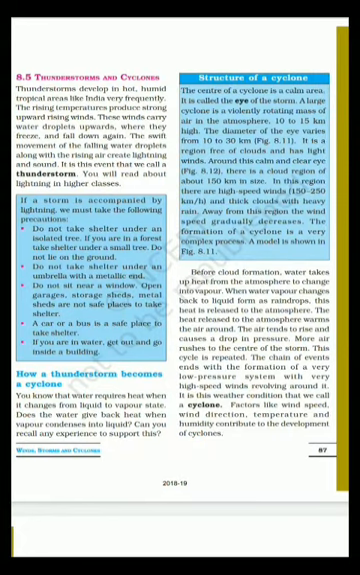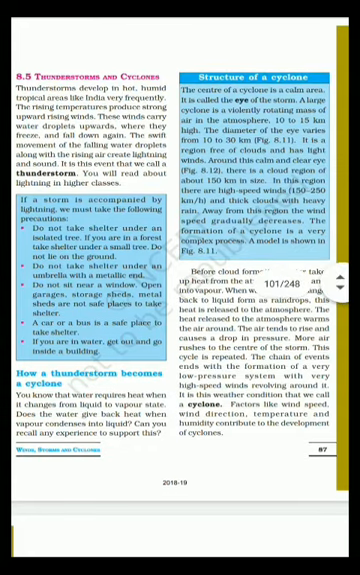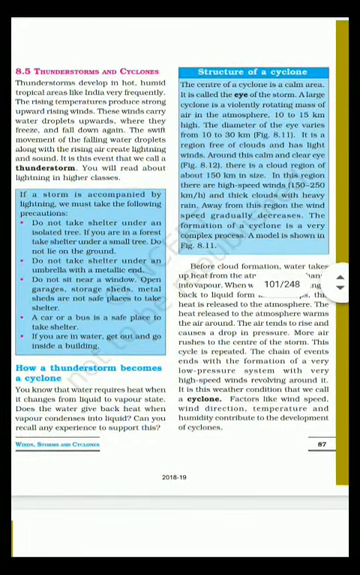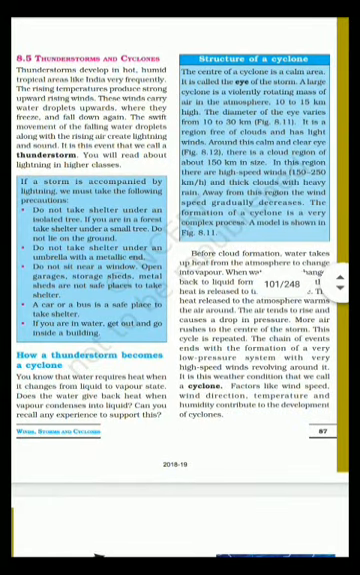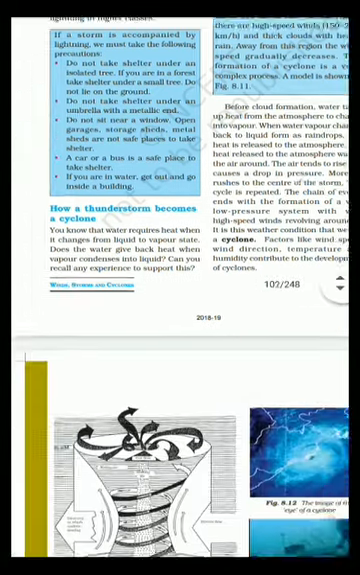And a cyclone is the chain of events that ends with the formation of a very low pressure system with very high speed winds revolving around it. It is the weather condition that we call a cyclone. Factors like wind speed, wind direction, temperature and humidity contribute to the development of cyclones. So here they are telling how a thunderstorm becomes a cyclone.